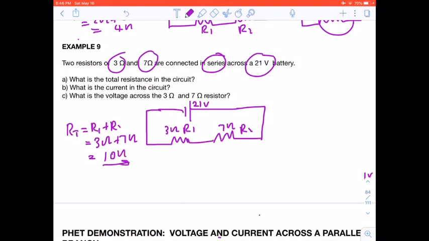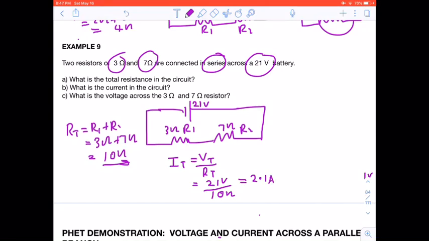Okay, and it says what is the current in the circuit? The current in the circuit would be I total, which is V total upon R total, which means 21 volts upon 10 ohms. So the current in the circuit is 2.1 amps.